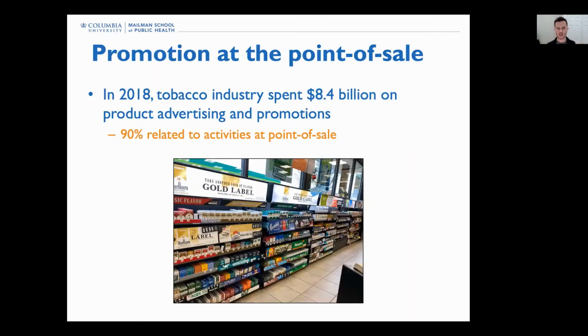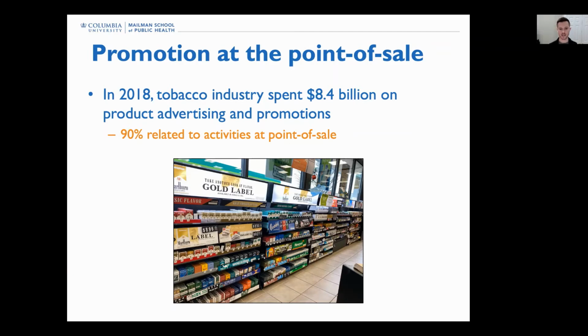But one type of marketing that I believe, or that the field believes, is more influential than any other, is marketing that occurs at the point of sale. And the reason why we believe it's so influential is because the tobacco industry spends a ton of money on it. So you know that it must work. So in 2018, the tobacco industry spent over $8 billion on advertising. That was the total advertising budget. And about 90% of those activities were things that occurred at the point of sale.